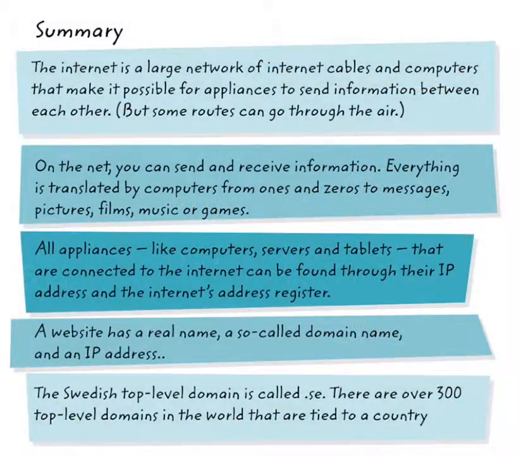Now to summarize a bit. The net is easy to use because there is a system with addresses so that you can always find the right way on the internet. The internet is a large network of internet cables and computers that make it possible for appliances to send information between each other, but some routes can go through the air. On the net, you can send and receive information. Everything is translated by computers from ones and zeros to messages, pictures, films, music, or games.